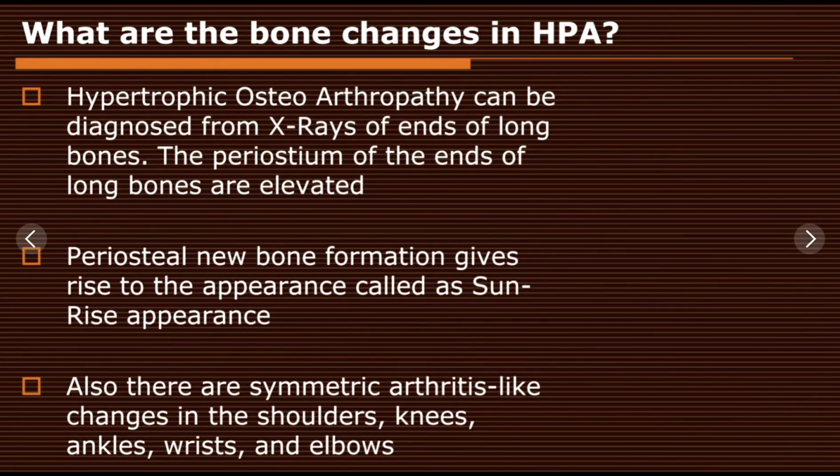What are the bone changes in hypertrophic osteoarthropathy? They are telling that hypertrophic osteoarthropathy can be diagnosed from X-rays of the ends of long bones. The periosteum of the ends of long bones is elevated. Periosteal new bone formation gives rise to an appearance called the sunrise appearance. Very, very important: periosteal new bone formation will give rise to the sunrise appearance. Also, there is symmetric arthritis-like changes in the shoulder, knee, ankle, wrist, and elbow.